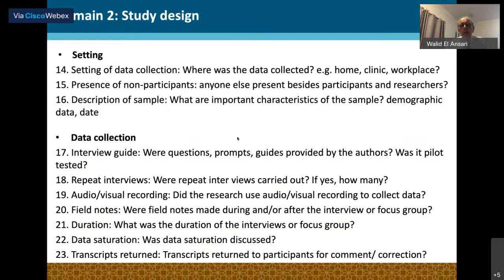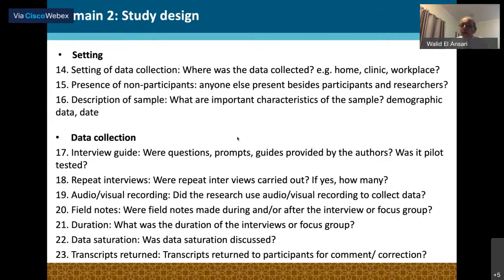As a reader of a published article, I would also be looking for information about the data collection. Was an interview guide used, something to prompt the questions? Was there pilot testing? Were there repeat interviews? For example, I could interview you and maybe in the analysis I find there were a couple of things I did not understand, so I come back to you again and ask. Was it audio recorded or video recorded? This should also be stated. Were there any field notes that the investigator was taking while in the field, because not everything could be captured in an audio recording, for example? What was the duration of the interviews or the focus groups?